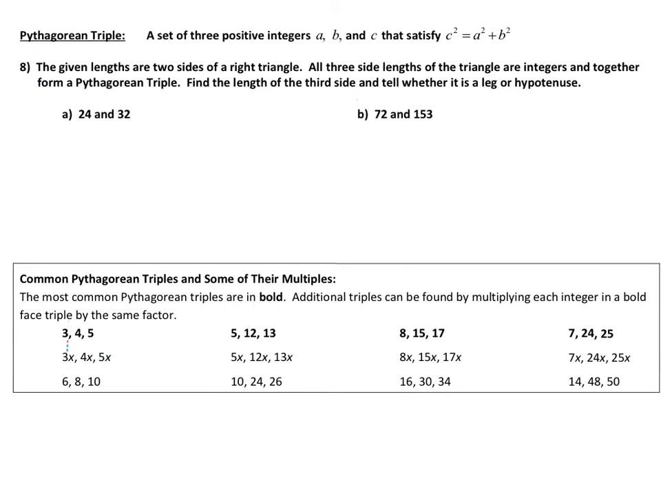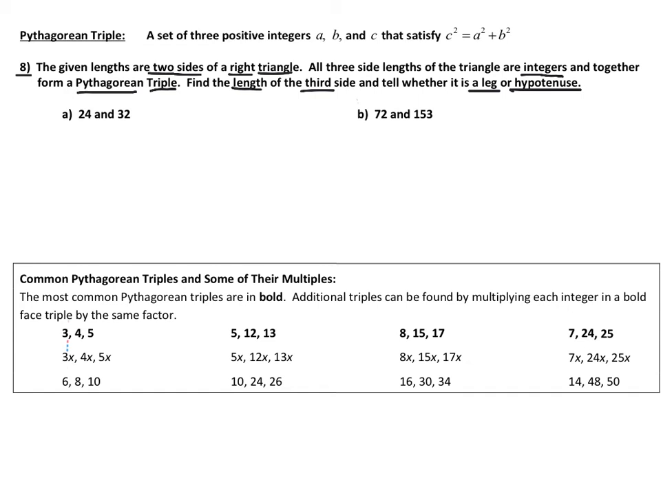So how does that play into example 8? We're given 2 side lengths of a right triangle. Now, all the side lengths are integers, so in other words, they are a Pythagorean triple. I'm trying to find the length of the third side. Now there's 2 options. Either the third side is the other leg, or the third side is the hypotenuse.